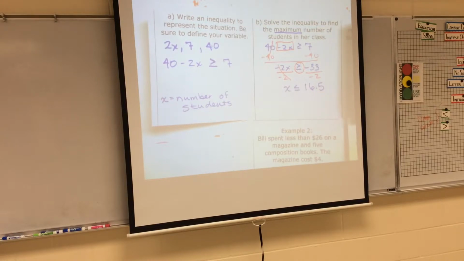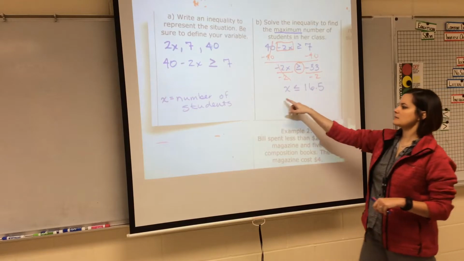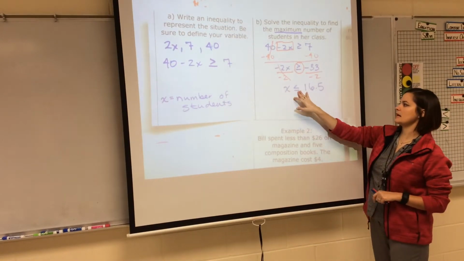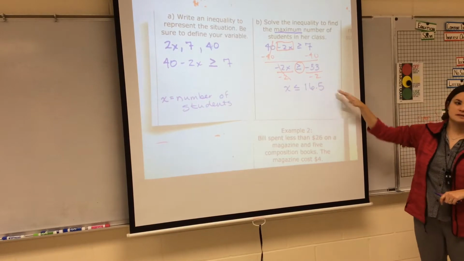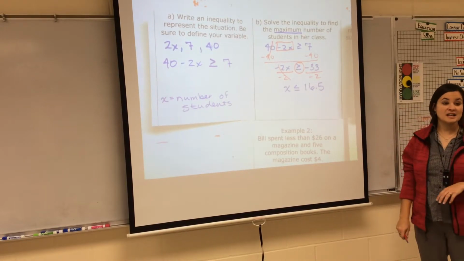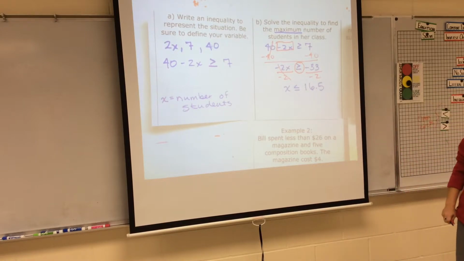So let's talk about the reasonableness of this answer. So what does this mean? So x is my number of students, right? So the number of students is less than or equal to 16.5. Can we have 16.5 students? We can have 17, right? So should I round up to 17 or go down to 16?